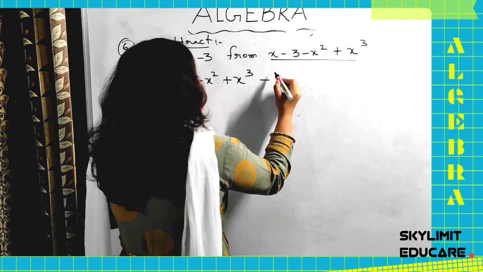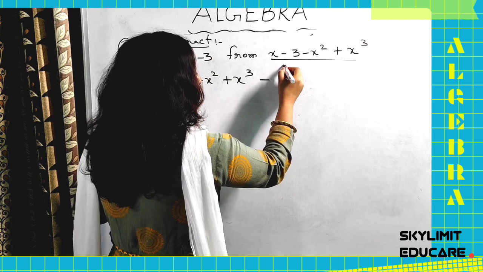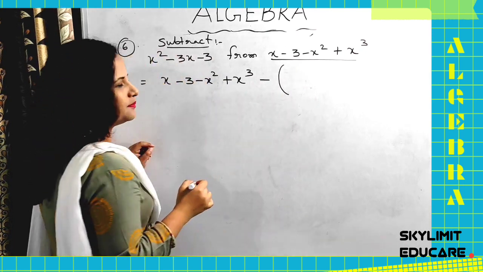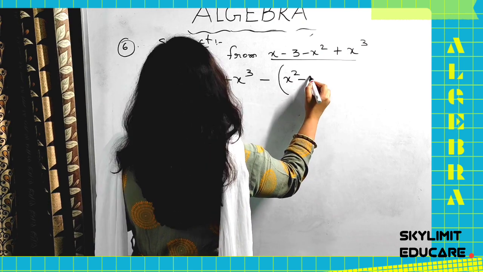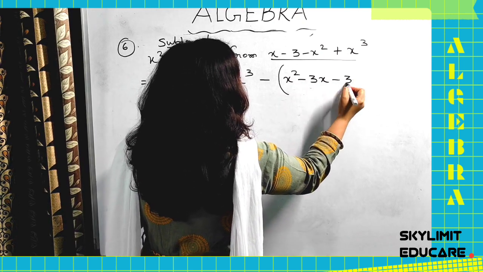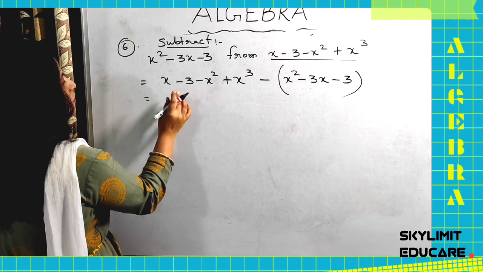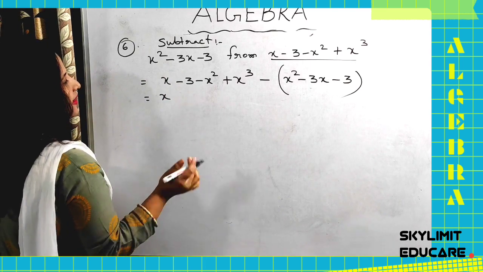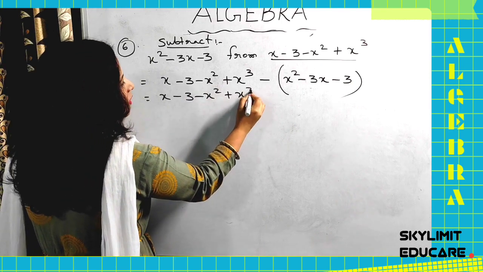Okay. And don't write the subtrahend directly like this. No. Put it inside the bracket, please. Clear? So x square minus 3x minus 3. Okay? Yes. So now let us open the bracket. As it is, I am copying it down simply.